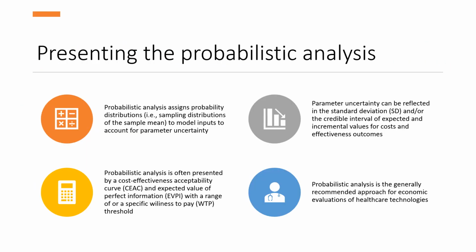Probabilistic analysis assigns probability distributions to model inputs to account for parameter uncertainty. Parameter uncertainty can be reflected in the standard deviation or the credible interval of expected and incremental values for costs and effectiveness outcomes. Probabilistic analysis is often presented by a cost-effectiveness acceptability curve and expected value of perfect information with a range of or a specific willingness to pay threshold.